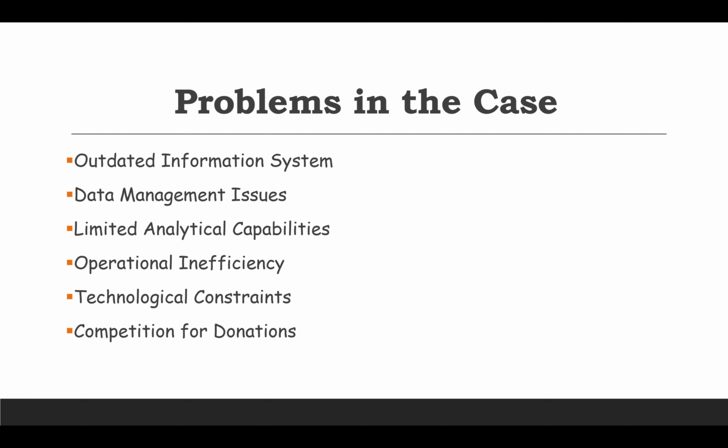The fifth problem I found was technological constraints. The DI lacks in-house technical expertise. There was a retirement of the IT director, which has limited the organization's ability to upgrade and replace the existing system, so a very outdated system is in function. The next problem that I found was competition for donations. With a growing number of non-profit organizations competing for limited donations, the DI needs a more robust and effective system to ensure donor retention.